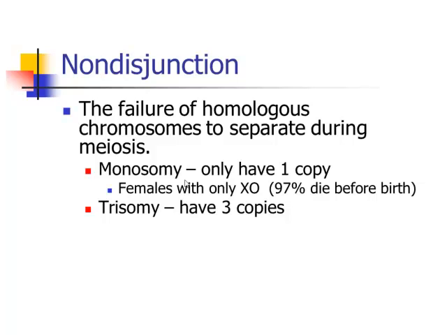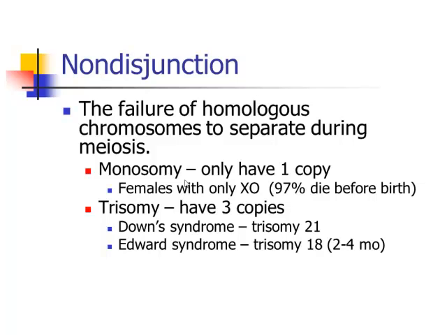Trisomy, this is where you have 3 copies. So on the flip side, your sisters did not split apart. You happen to receive 2 copies from one parent, your single copy from your other parent like you were supposed to, and now you end up with 3 copies of a chromosome instead of only 2. The most common one of this is Down syndrome. That's a trisomy 21.